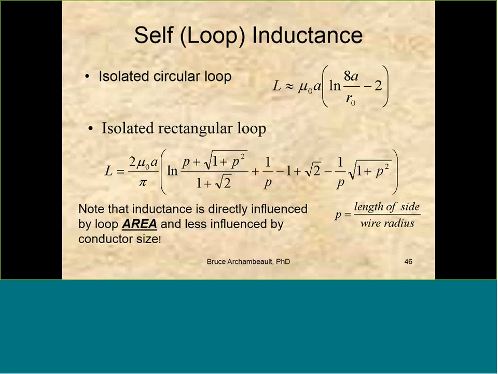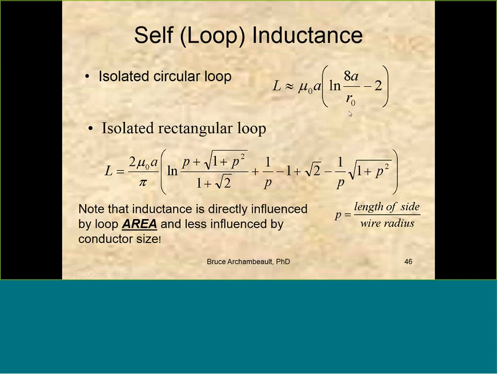Now, there are a few equations here that we can go through to look at what the inductance is. A simple circular loop is the upper equation, and you see that we have this A term outside of the log function as well as inside the log function. That A is loop area, and r0 is the conductor radius.